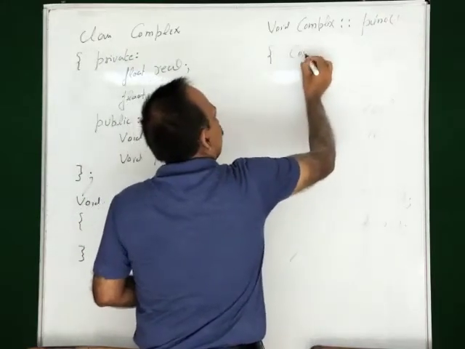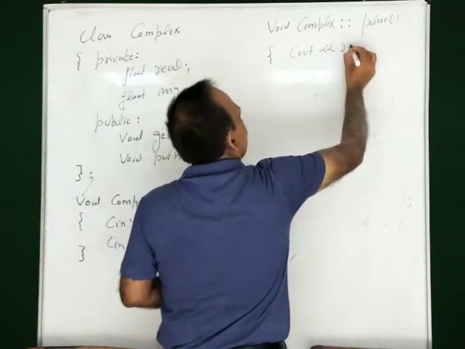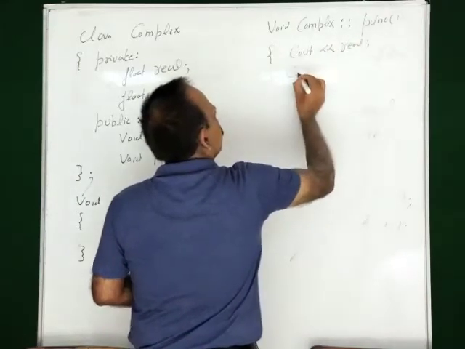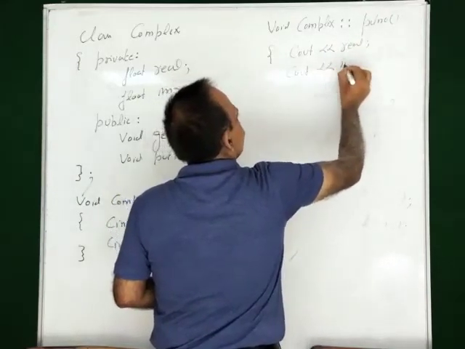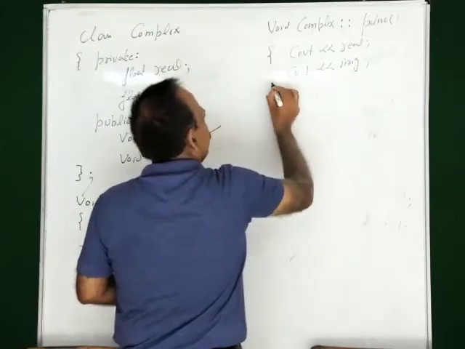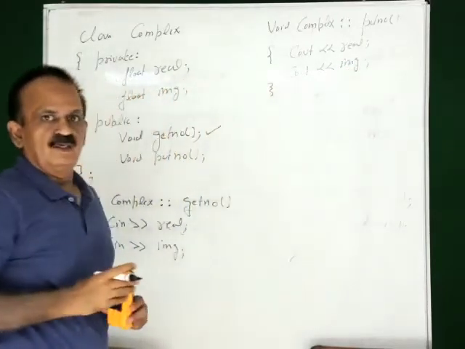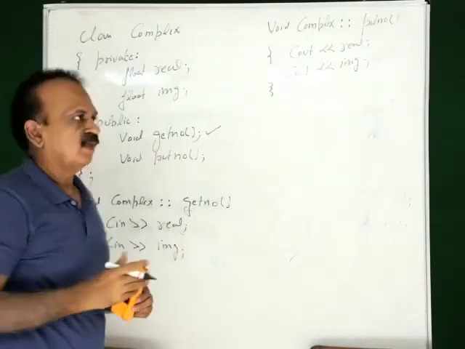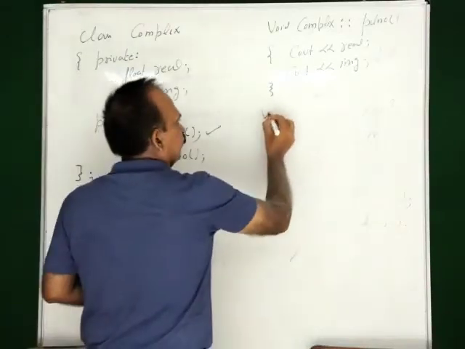I will display both of these. C out, the real part. C out, the imaginary part. End of this function. So both the functions are defined. Now I will write the main program.